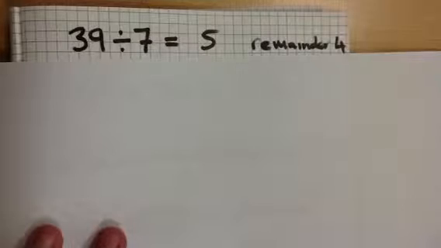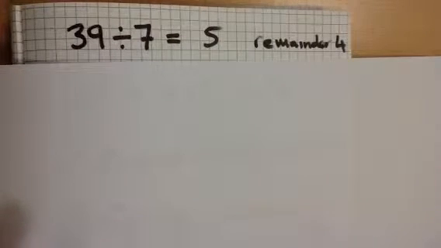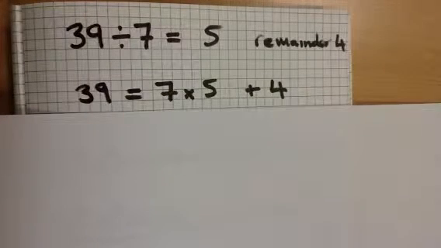Now for this stage we're going to consider what we've been doing and think about it in the context of remainders. So let's give an example. If I've got 39 divided by 7, that equals 5 with remainder 4. And that's because we can write it in this sort of format. So 39 equals, that's 7 that it was divided by, so it equals 7 times 5 plus 4. And that's what we mean when we talk about remainder.